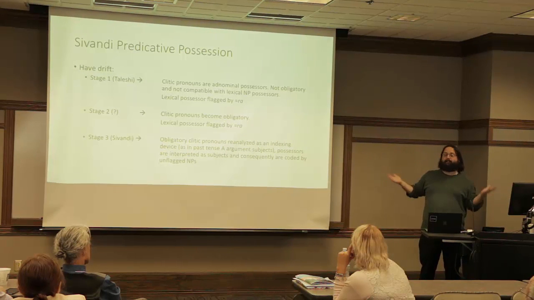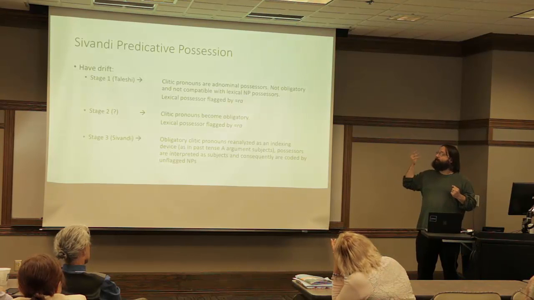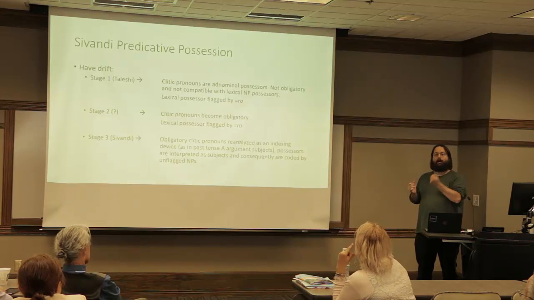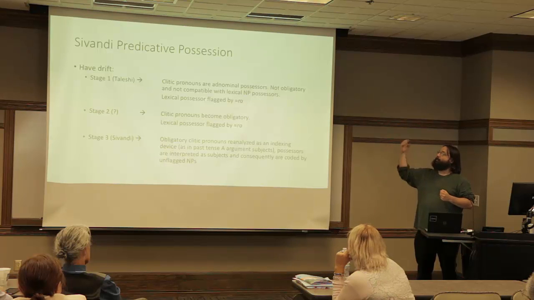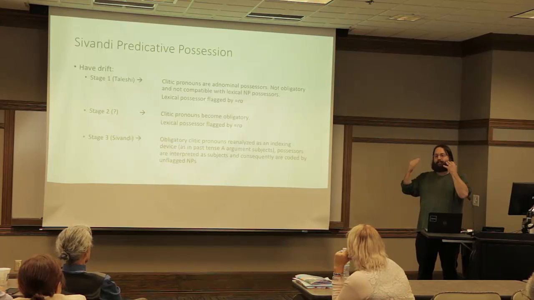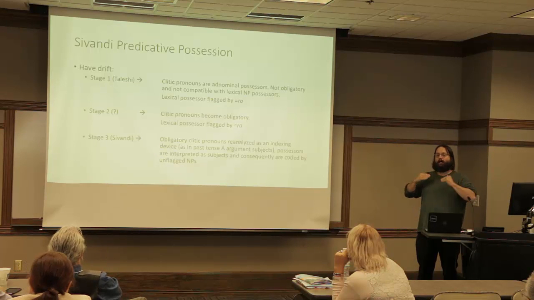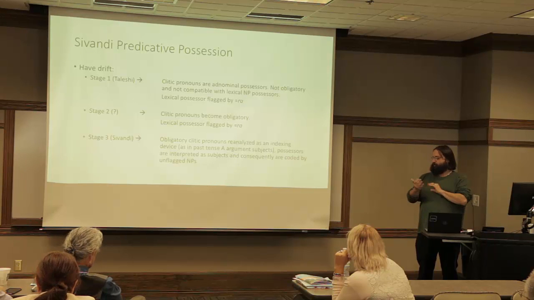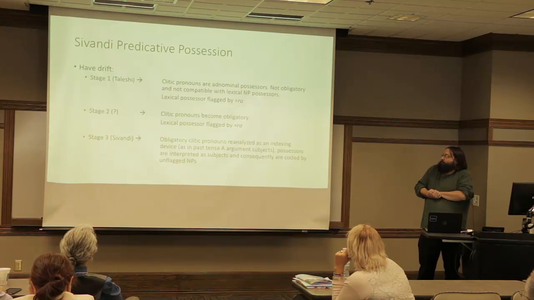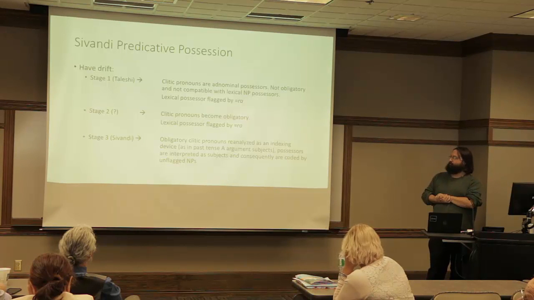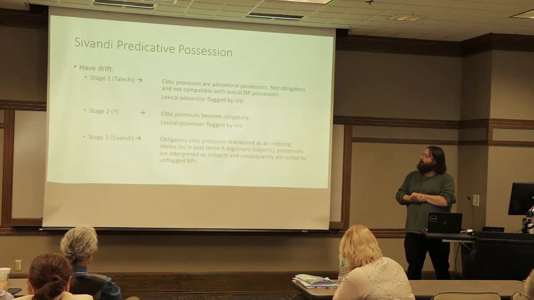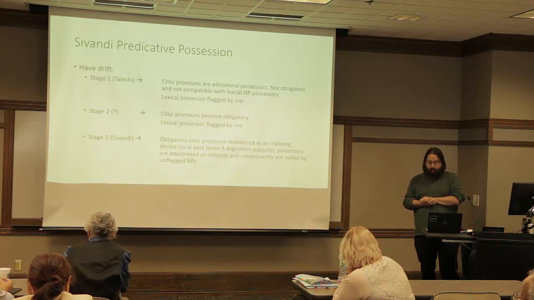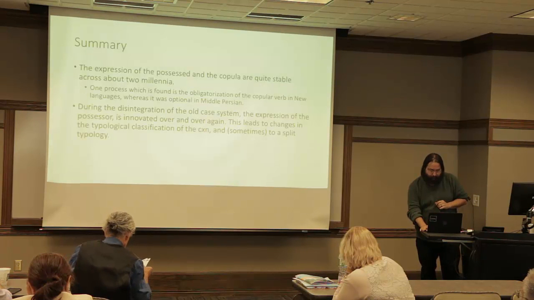Then there might have been a stage in between where the clitic pronouns became obligatory, but if you wanted the lexical possessor, you still needed to use this Ra. And at some point, the clitic pronouns were reanalyzed as agreement or indexing markers. This was actualized by those linking rules, or whatever device you want to attach to it. And you have stage 3 that you find in Sivandi and in several other Iranian languages as well.